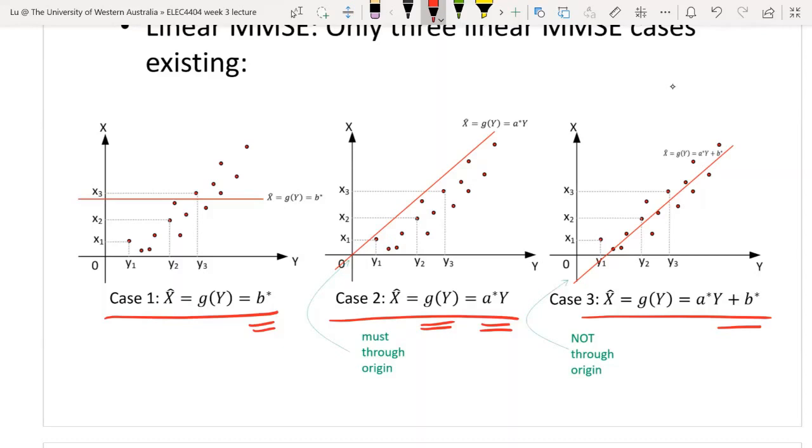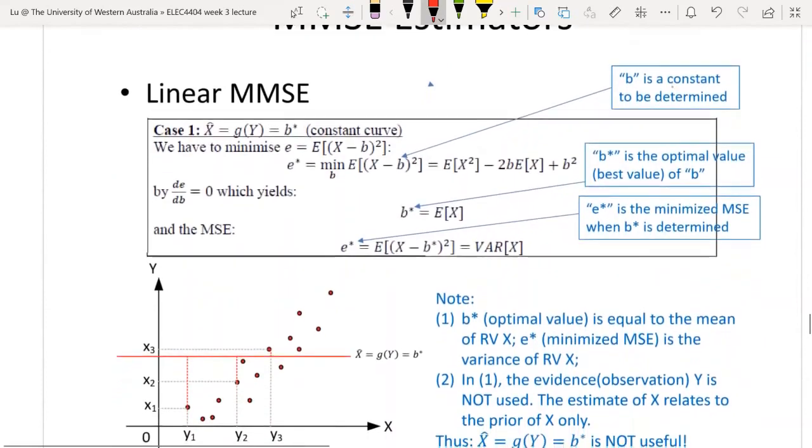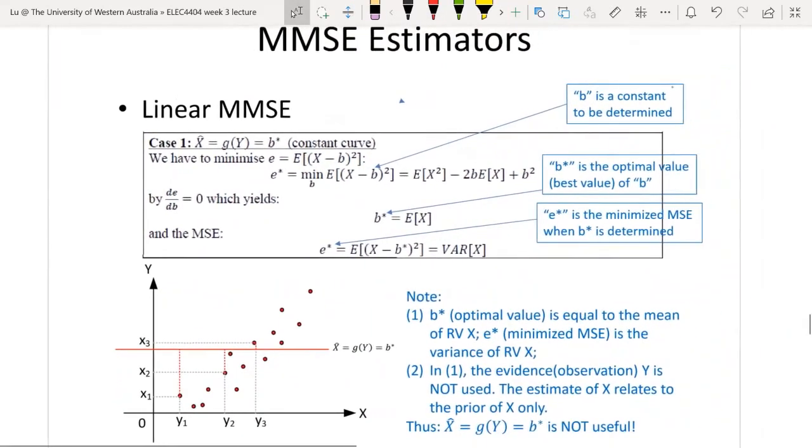So flat, x equal to b. Second one, go up or go down, crossing the origin, so x equal to ay. The third one, x equal to ay plus b. This is linear as well, but not crossing the origin. That's these 3 cases. Now we are going to examine them one by one to see whether they are biased or unbiased estimators.